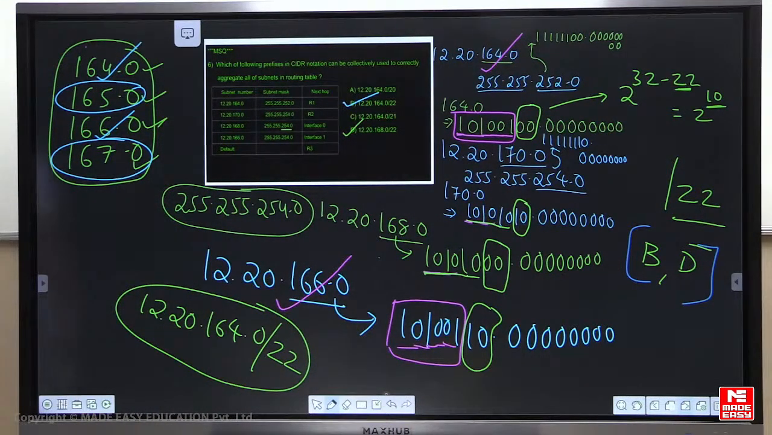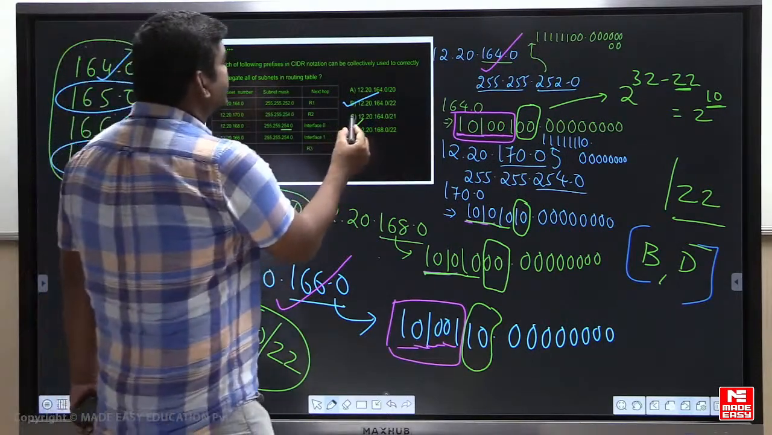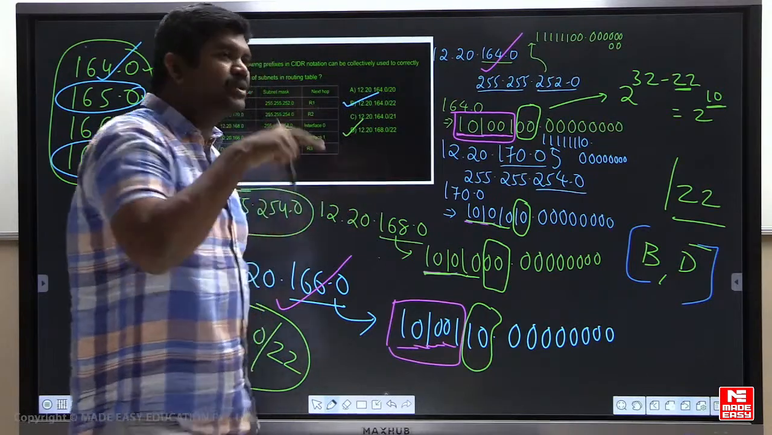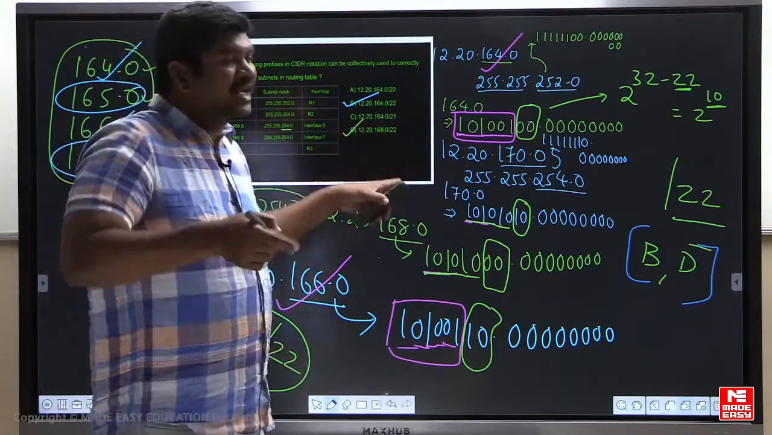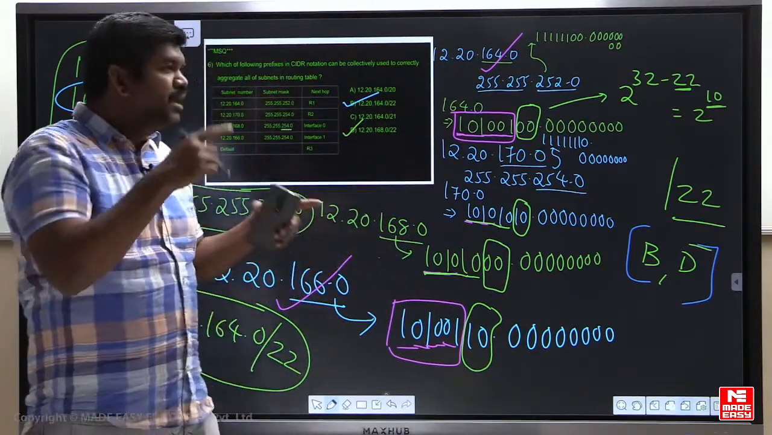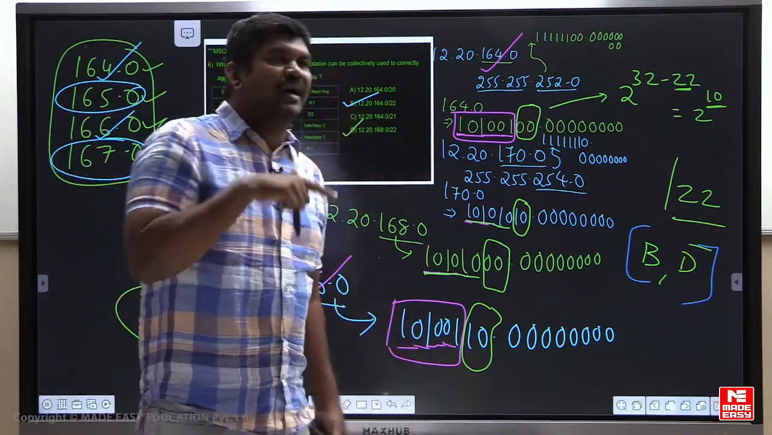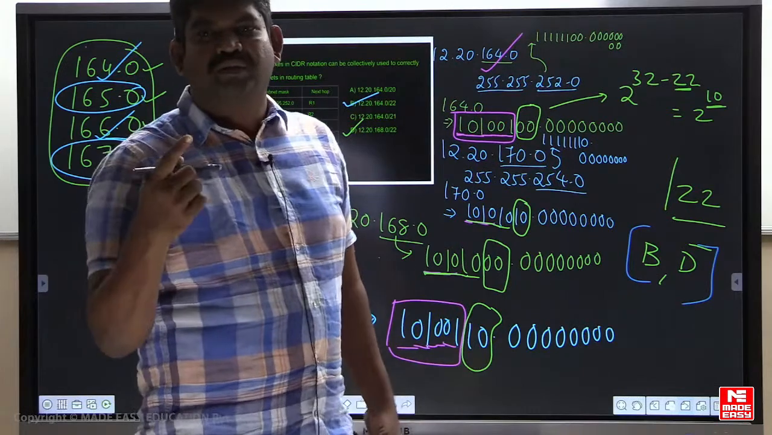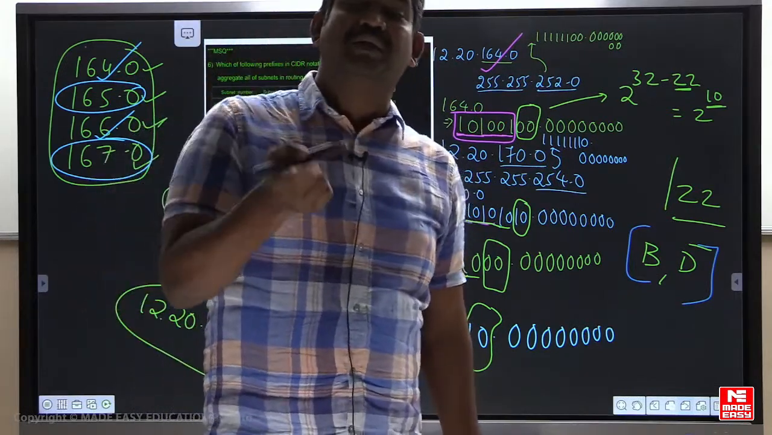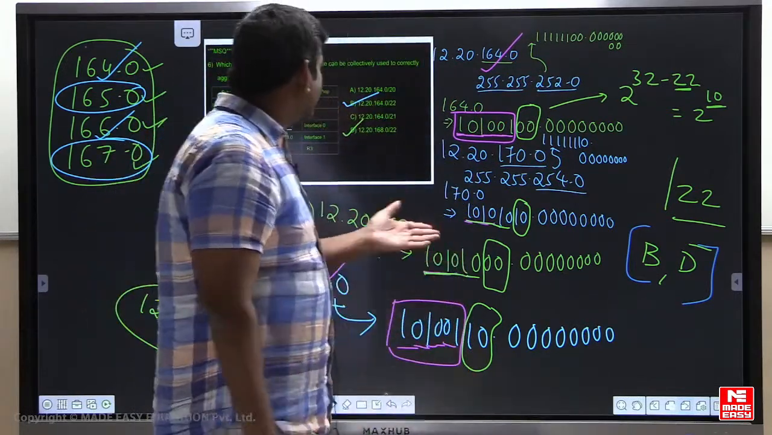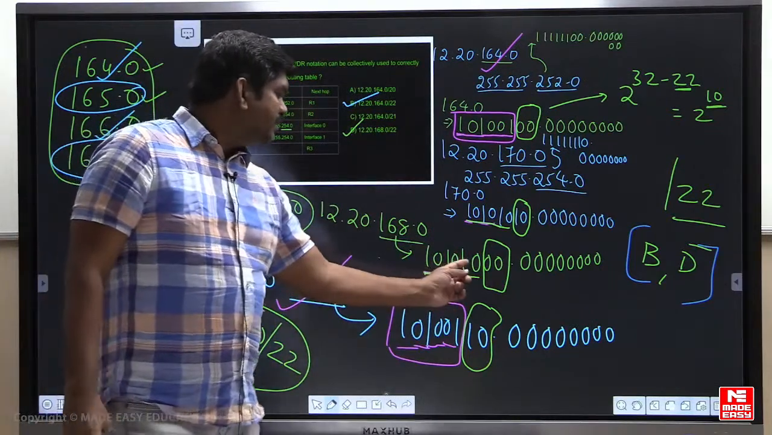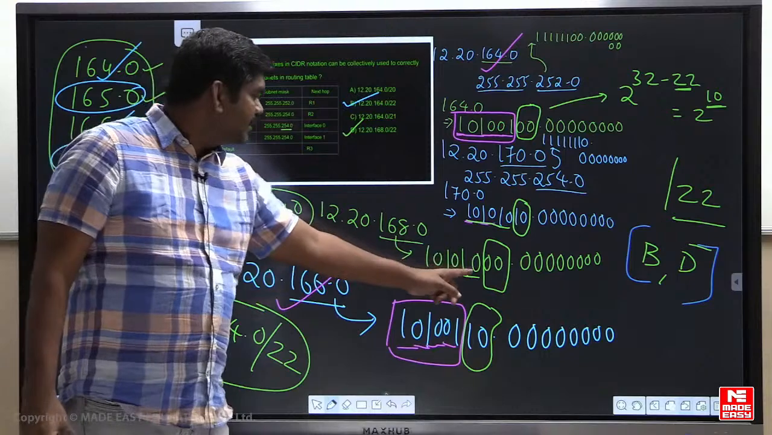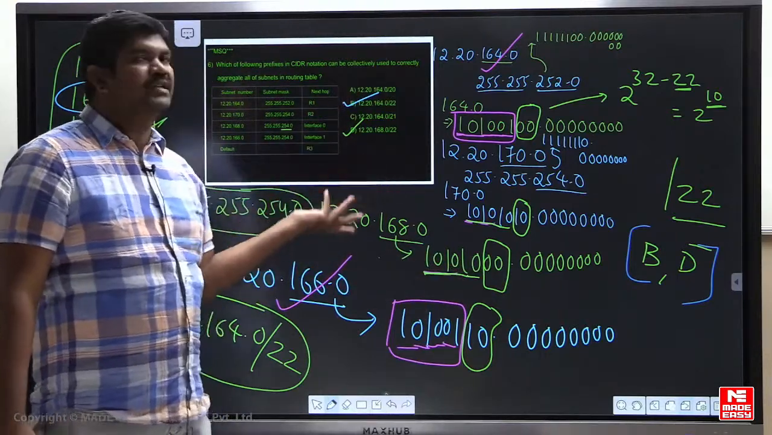Yes, correct. Okay. Now if you see option C, 164.0/21. /21 means what? 2 power 32 minus 21 means 2 power 11. 2 power 11 means what? 2 power 3 into 2 power 8. 2 power 3 means what? 3 bits. So 3 zeros should be there. Suppose if you take 3 zeros, you can take 168, then we have 3 zeros. But prefix should be same, and it is not matching.